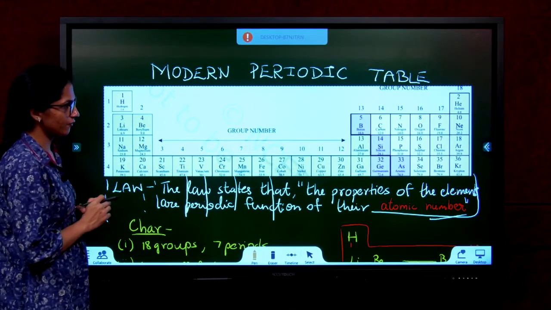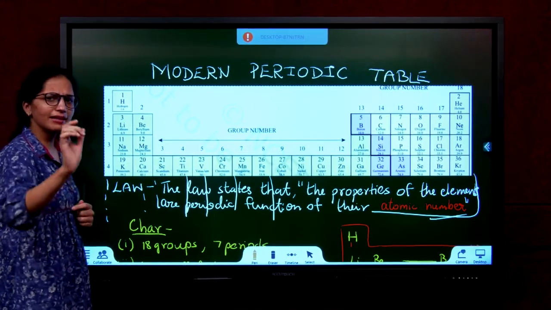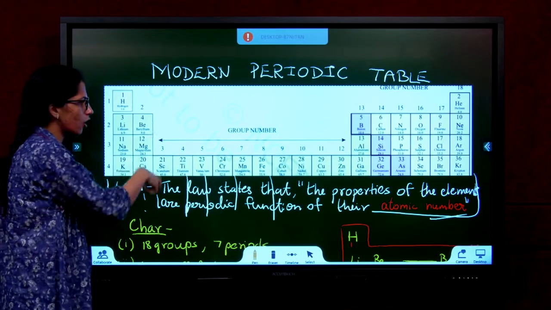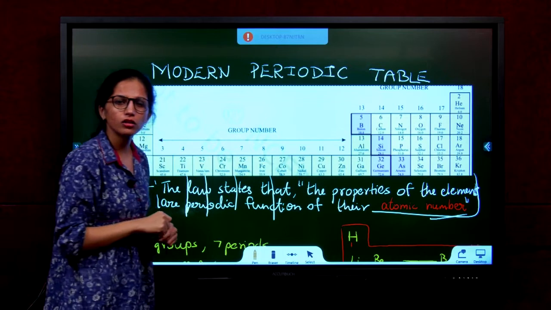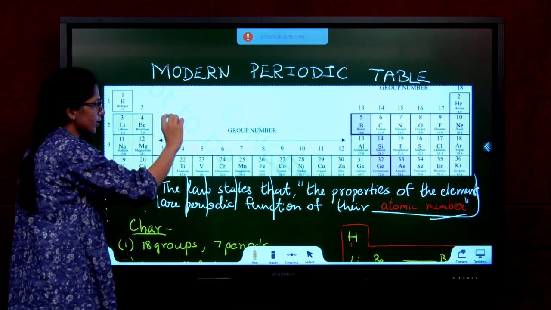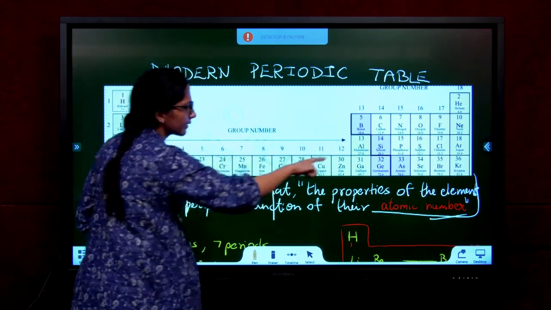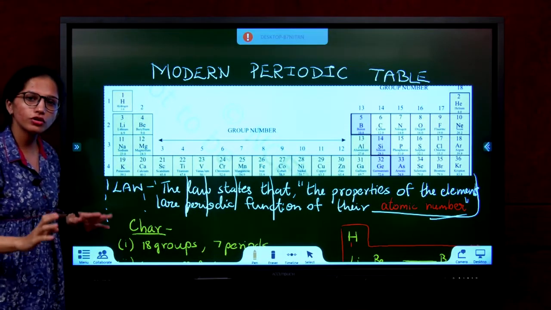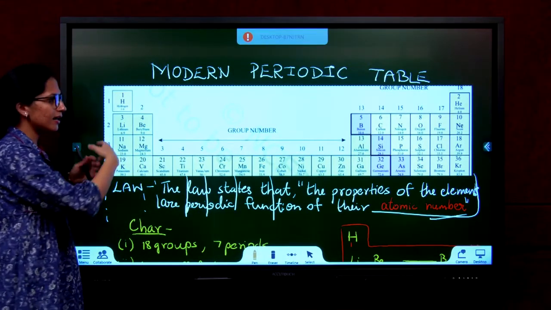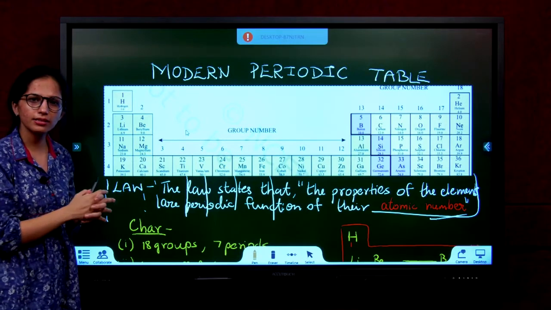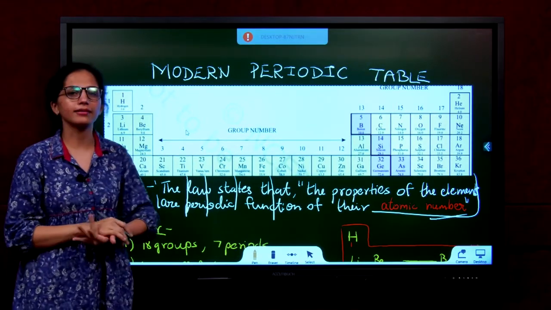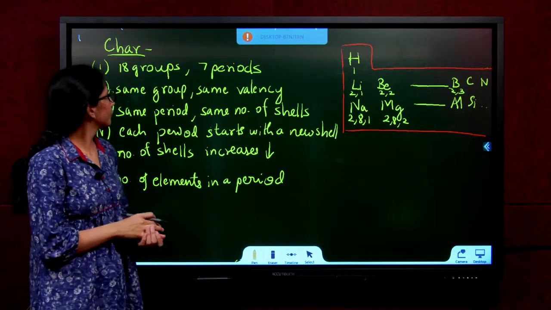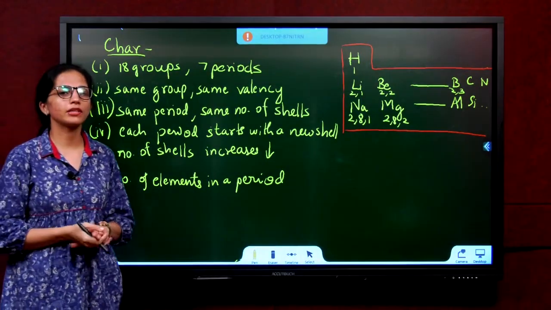Now we'll understand a few things about this. Same thing like Mendeleev, vertical columns are called groups. Horizontal rows are called periods. Same thing holds good here also. There are different characteristics about this. We will study the characteristics of the modern periodic table next.